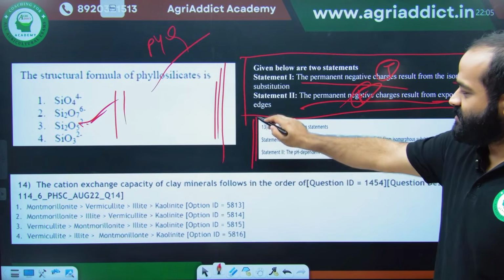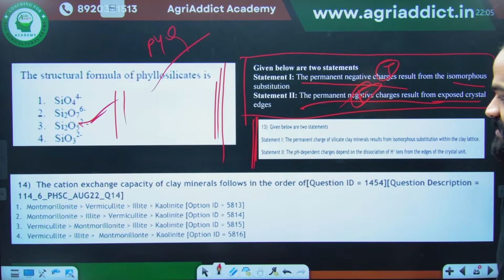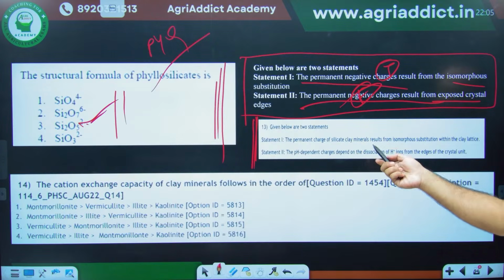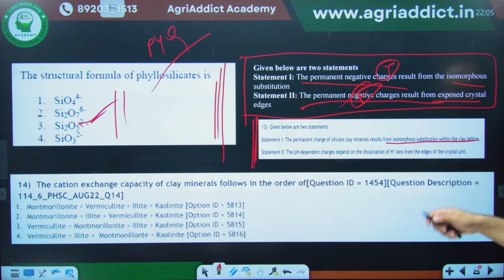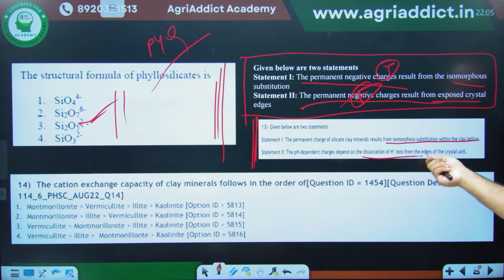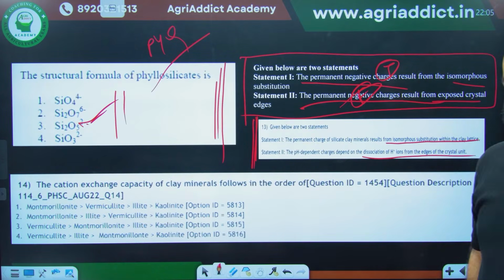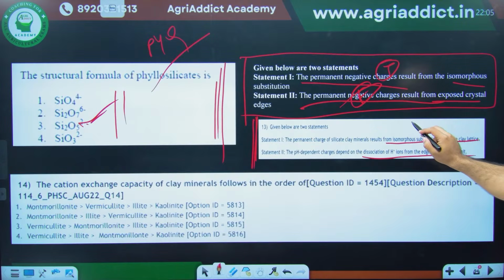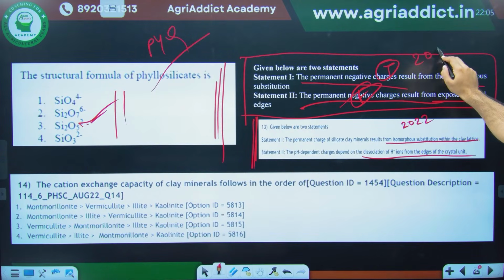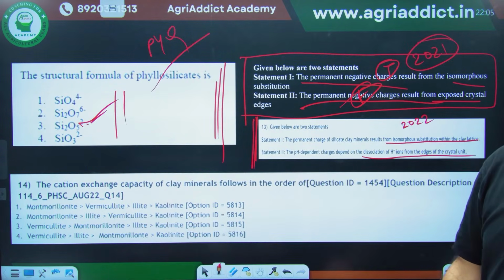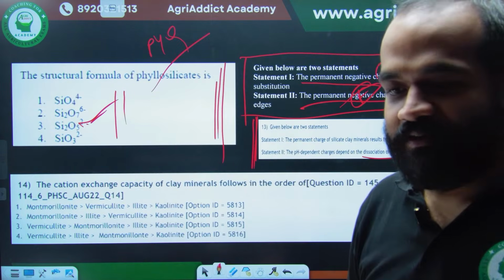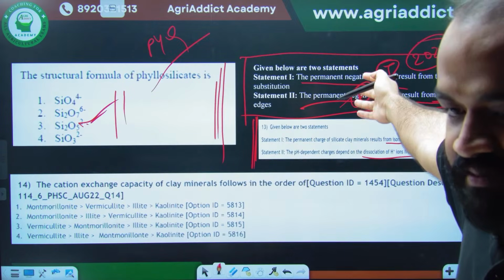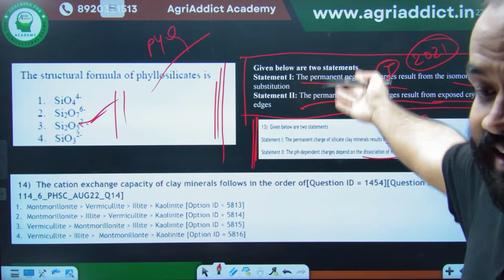Again, now we will come to this question 13. The permanent charge of silicate clay mineral results from isomorphous substitution. pH dependent charge depends on dissociation of H plus from the edge. See, these questions are side by side. I think this is 2022 and this is 2021. See, someone in the chat always asks, sir, does PYQ repeat? तुम्हारे आंखों के सामने है. See, PYQ repeat हुआ है and it is exactly the same.